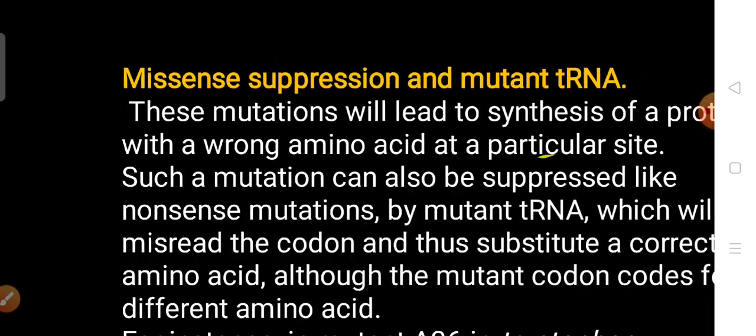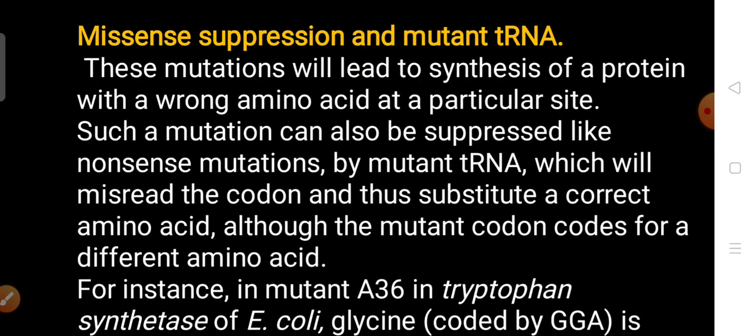Now, we also know that along with nonsense mutation, missense mutation also occurs, frameshift mutation also occurs. So, missense mutations are also suppressed. Missense suppression and mutant tRNA. These mutations will lead to synthesis of a protein. What does missense mutation do? Because of missense mutation, the protein formed has only one amino acid different. Only one of the amino acids is changed at a particular site. Such a mutation can also be suppressed like that of nonsense mutation. How? By using a mutant tRNA, which will misread the codon and substitute a correct amino acid.